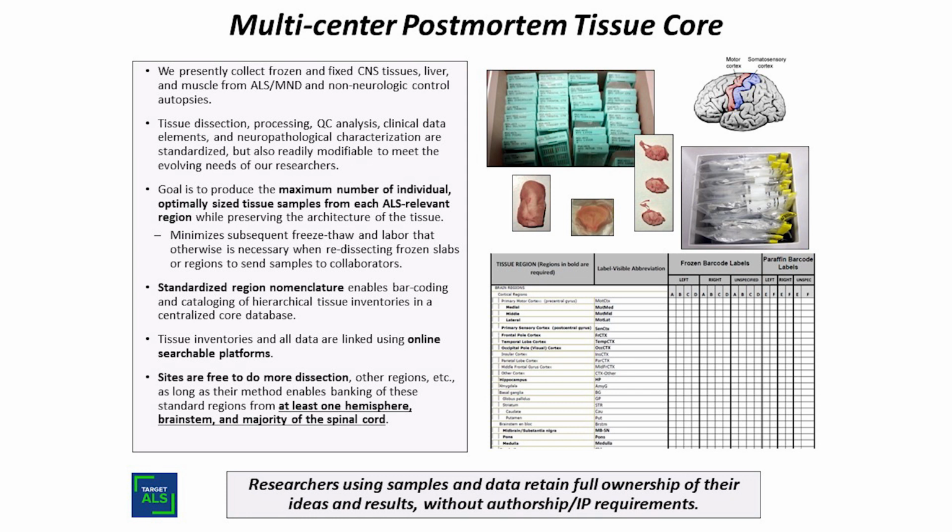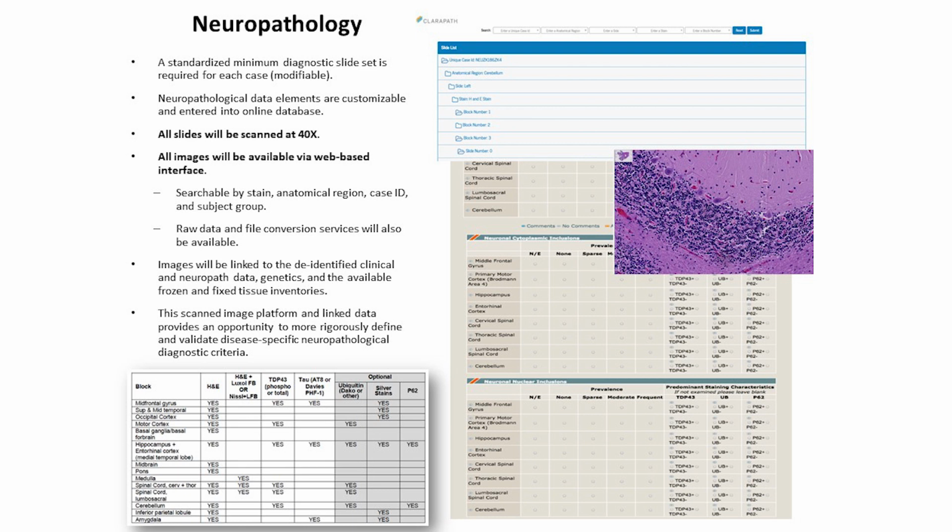And most importantly, if you use tissues or resources or data from us, it's yours. So everything is provided, no strings attached, no authorship requirements, no ownership, no intellectual property. This is for academia, this is for industry. Because this is all about getting the tools into the researchers' hands. It's not about necessarily getting the credit or being the one who gets your name on the paper. We have a detailed set of neuropathological data, slides that get scanned in. This is the kind of thing that we standardized across our sites.